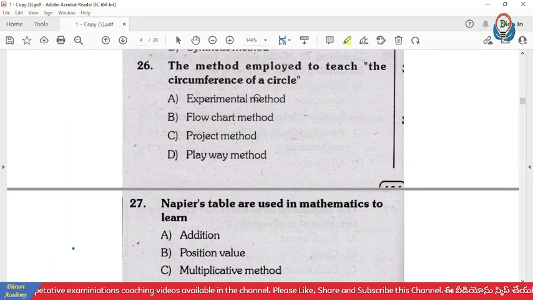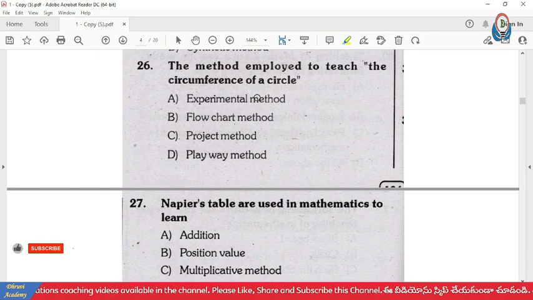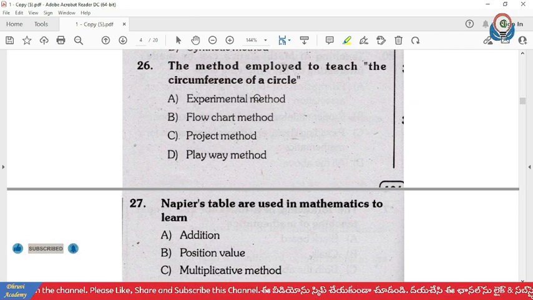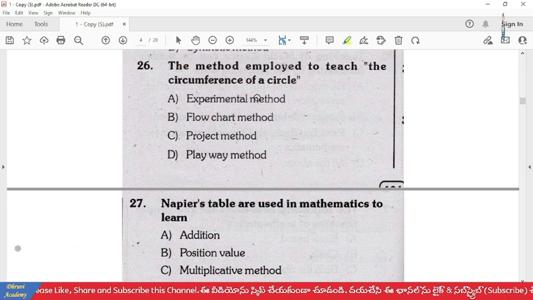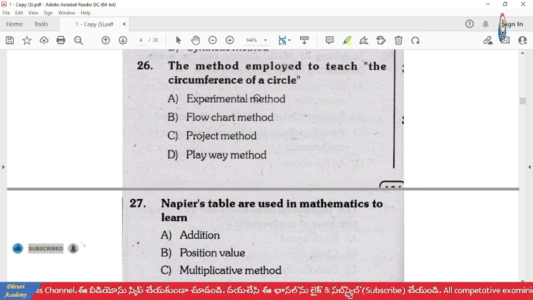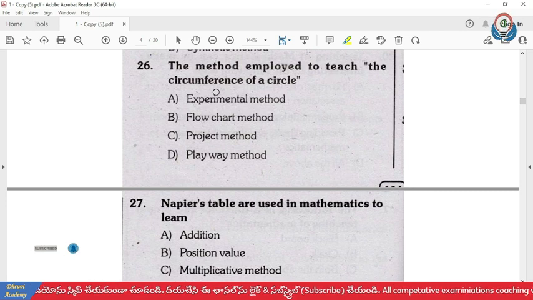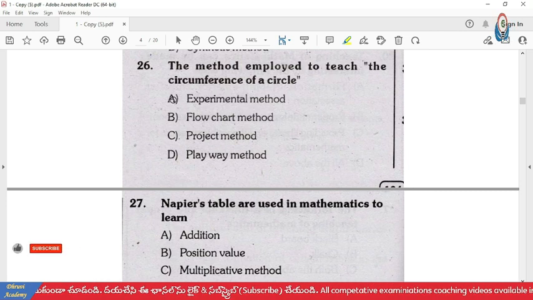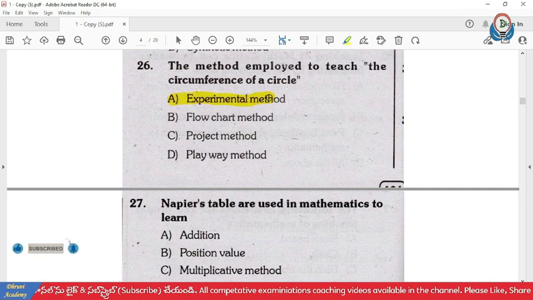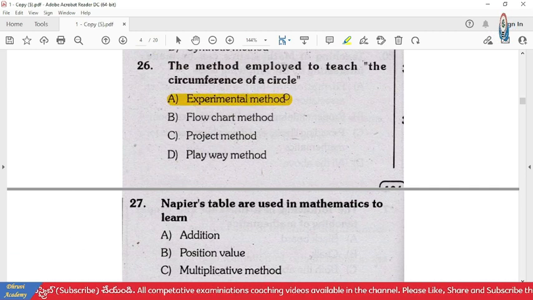The method employed to teach the circumference of a circle: is it A. experimental method, B. flowchart method, C. project method, D. playway method? Which is the right answer? It's the experimental method to teach the circumference of a circle.